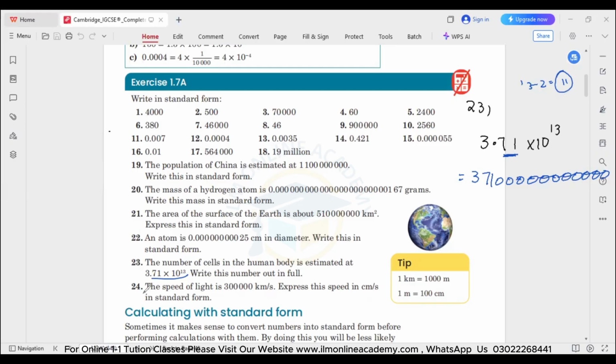Okay, next, they're saying in question 24 that the speed of light is this many kilometers per second. You need to express this in centimeters per second in standard form. For this, as they gave us a tip as well, for kilometers to centimeters, first of all, if we change kilometers into meters, we need to multiply by 1,000. And then to change meters into centimeters, we multiply by 100. It means that directly from kilometers to centimeters, we need to multiply a number by 100,000.